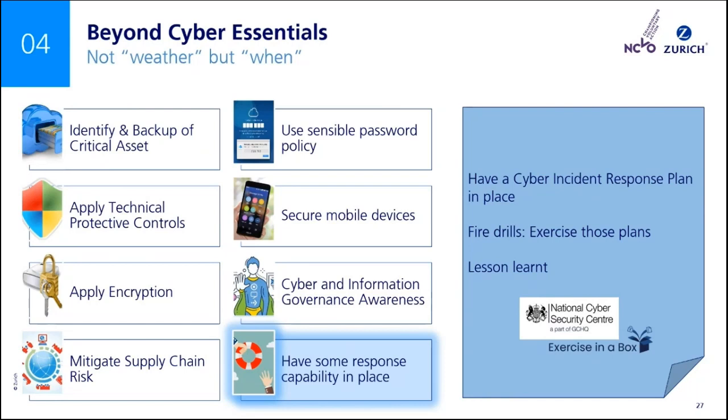That is really important. So these are my 8 different things to consider beyond Cyber Essentials. Some of them get considered in Cyber Essentials, but other things like response, supply chain, information governance, encryption, backup, they don't get considered in Cyber Essentials. But every business should definitely consider having some kind of protective controls for them.